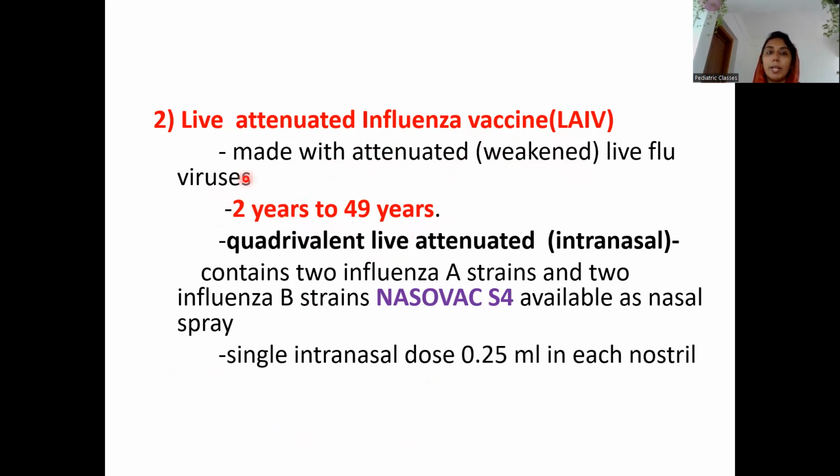Please note here the age group recommended for this vaccine is 2 years to 49 years. There's a quadrivalent live attenuated vaccine that is intranasal, contains 2 influenza A strains and 2 influenza B strains, named Nasovac S4. It is available as a single nasal spray, 0.5 ml in each nostril.